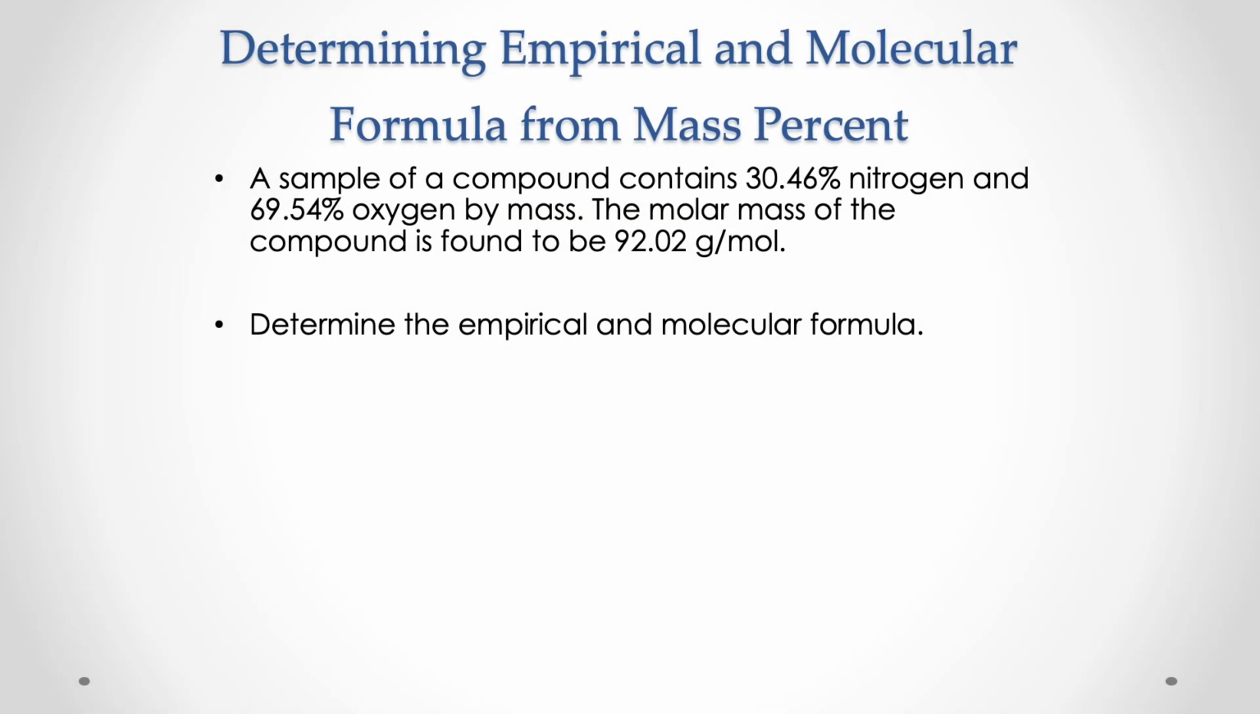Let's determine an empirical and molecular formula from mass percents. Mass percents can be determined from mass analysis using combustion experiments, while molar masses of samples can be found from mass spectral analysis. In this example, a sample of compound contains 30.46% nitrogen and 69.54% oxygen by mass. The molar mass of the compound is found to be 92.02 grams per mole. Determine the empirical and molecular formula.